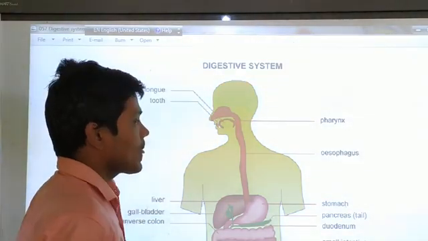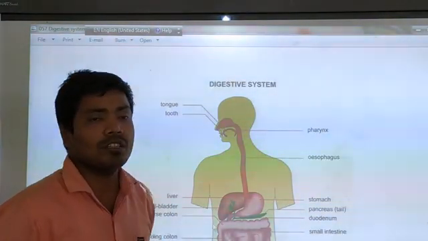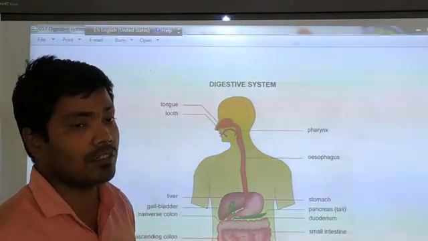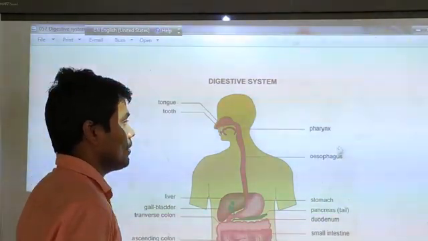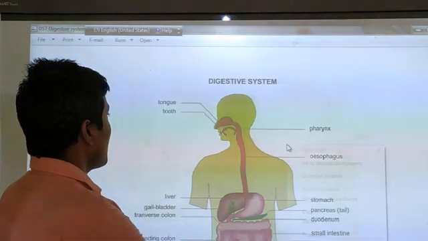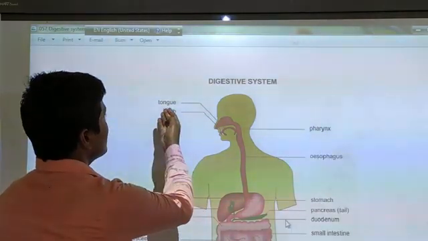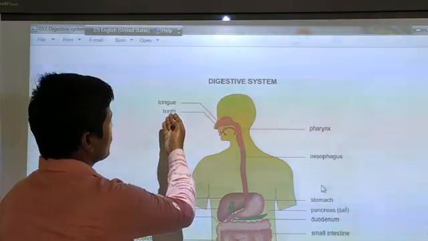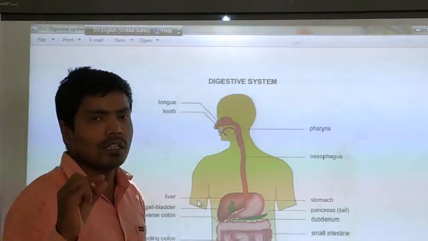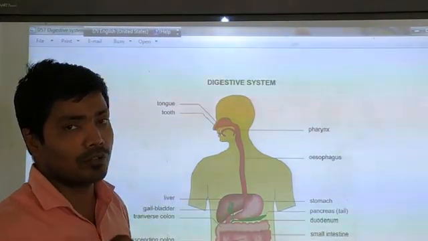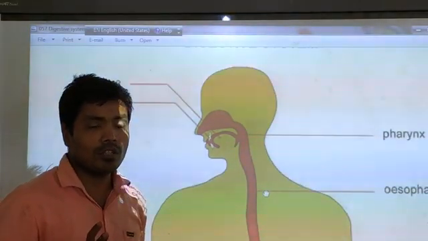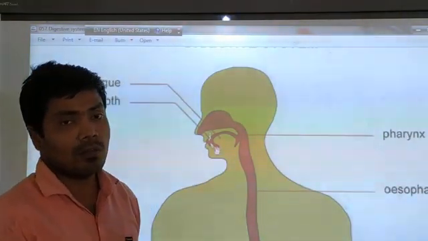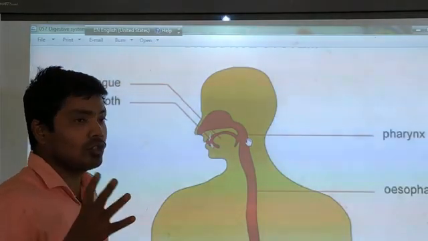At first, the digestive system begins with our mouth. That means digestion starts in our mouth. At first, you know very well, teeth help to chew the food properly. Dear friends, we know very well teeth help us to chew our food.